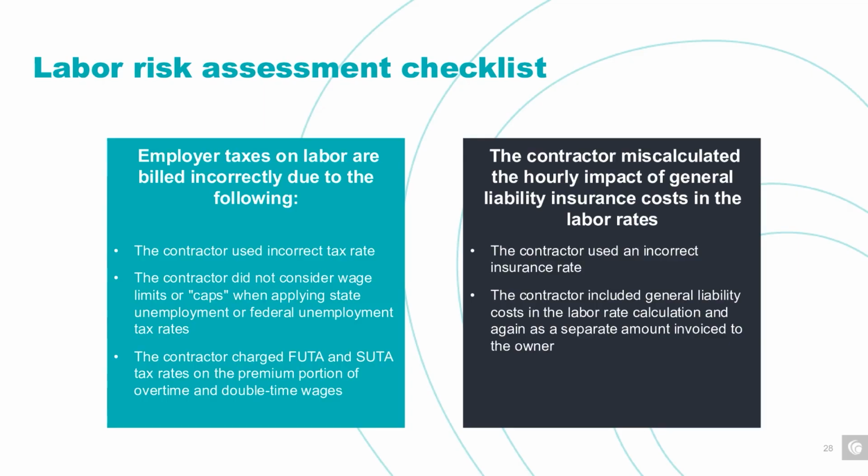Insurance costs can also be miscalculated or billed twice. We've seen cases where the contractor includes general liability costs in the labor rate calculation and then bills them again as a separate line item.